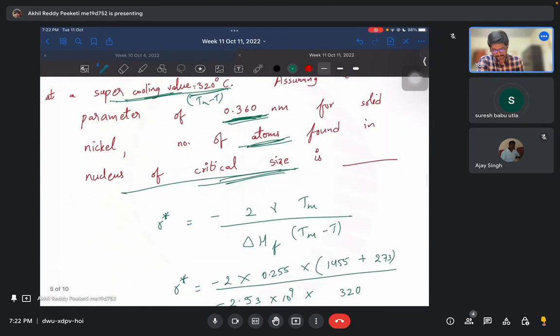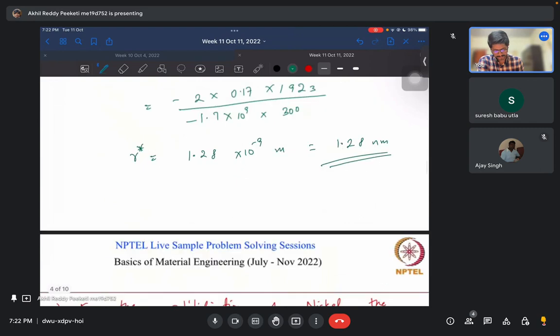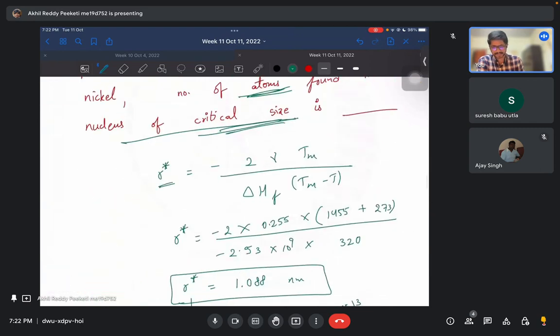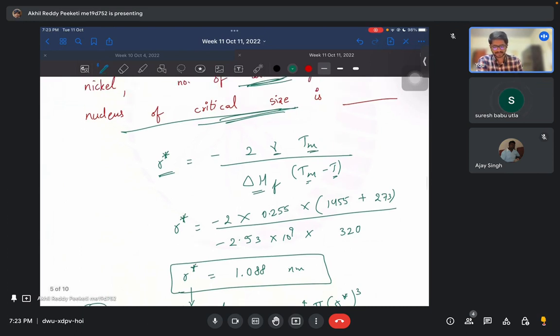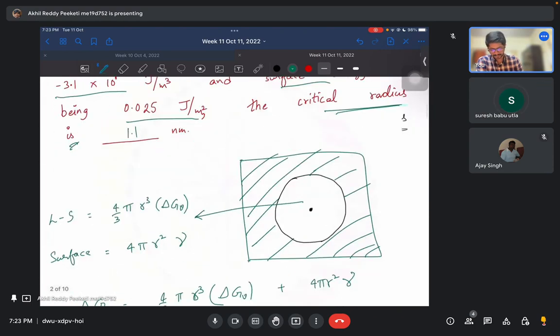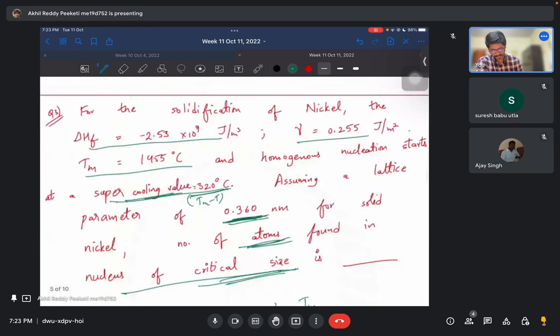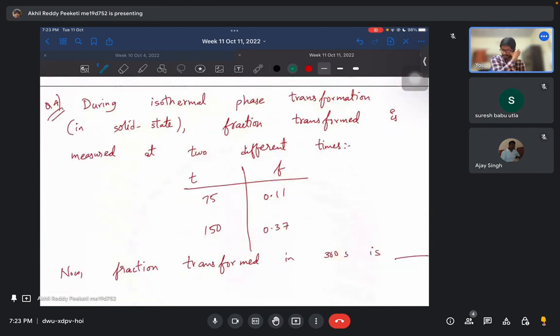So r we have to estimate. This is the direct formula for the critical radius r, in terms of surface energy, melting temperature, latent heat of fusion, and nucleation temperature. You can refer to the video at the end, where we have discussed how that formula comes about in the first question. So let's move on to the fourth question.